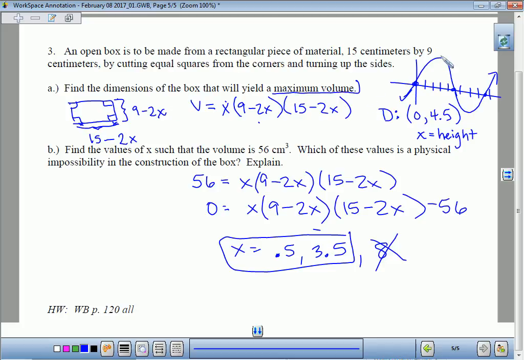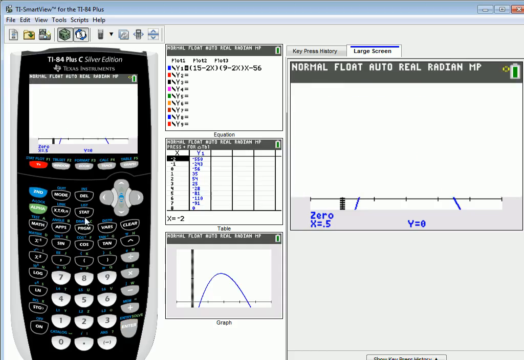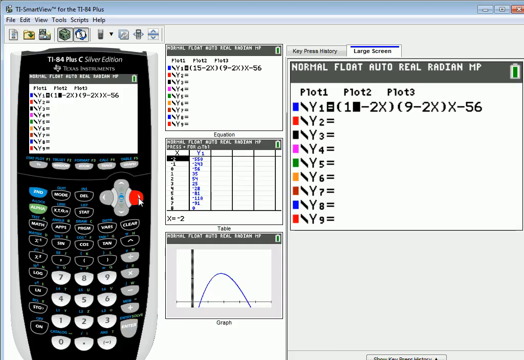Now, I forgot to answer this question. I set it up, we talked about it, we said, hey, it's got to be that maximum. It is the maximum that occurs in this window. So let's go back to our calculator and eliminate the -56, and we can find that maximum. Oh, there we go.